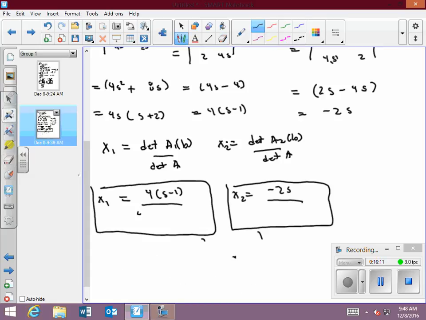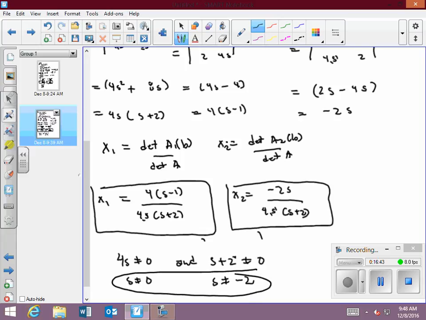So this is 4s over s plus 2. So now the 4s cannot equal 0, so s cannot equal 0. And s plus 2 cannot equal 0, so s cannot equal minus 2. So that's the restrictions on our parameter.